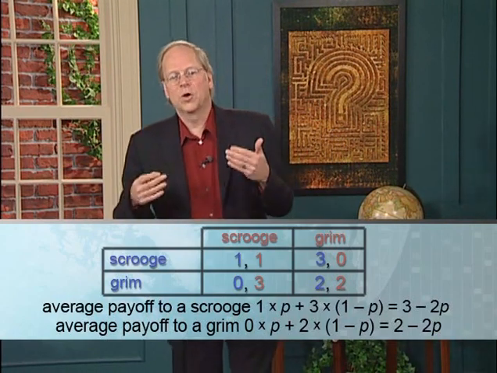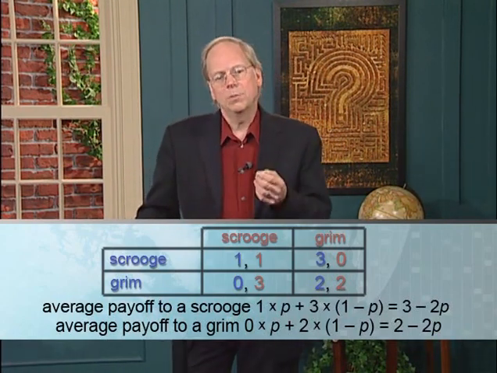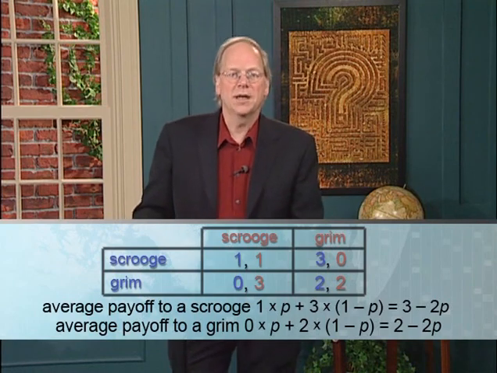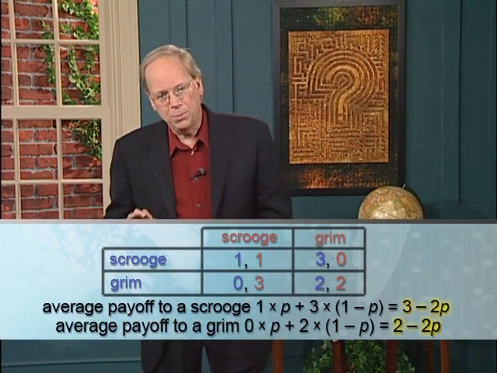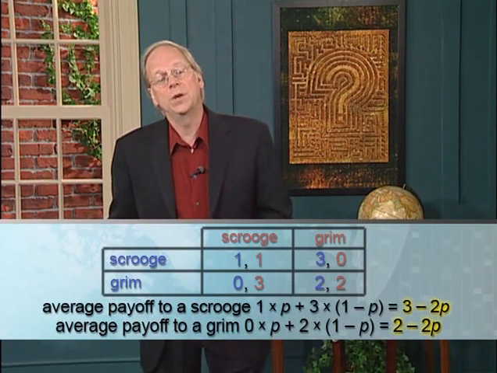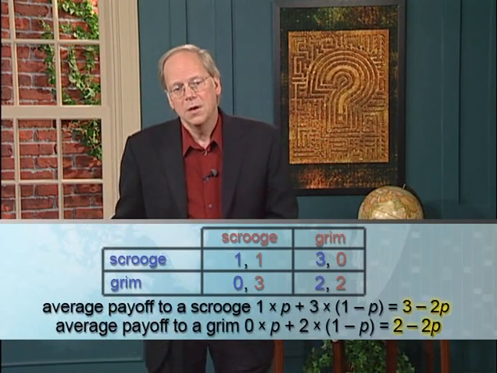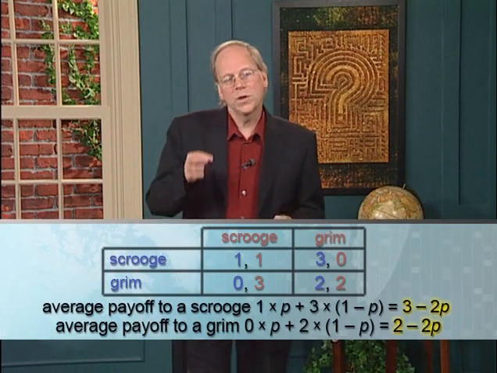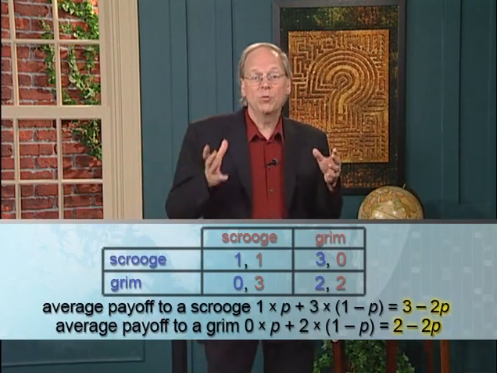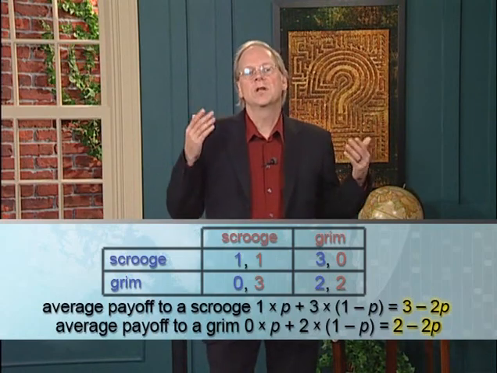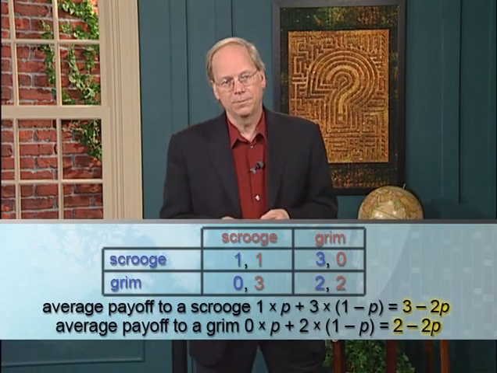So, what does all this tell us? Well, look at the average payoffs for the two types. The Scrooge, 3 minus 2p, is always bigger than the Grimm's 2 minus 2p, no matter what p is. That is, Scrooges are always more fit than Grimms. So in the long run, Scrooges are going to wipe Grimms out of the population. Scrooges breed faster, if you like.